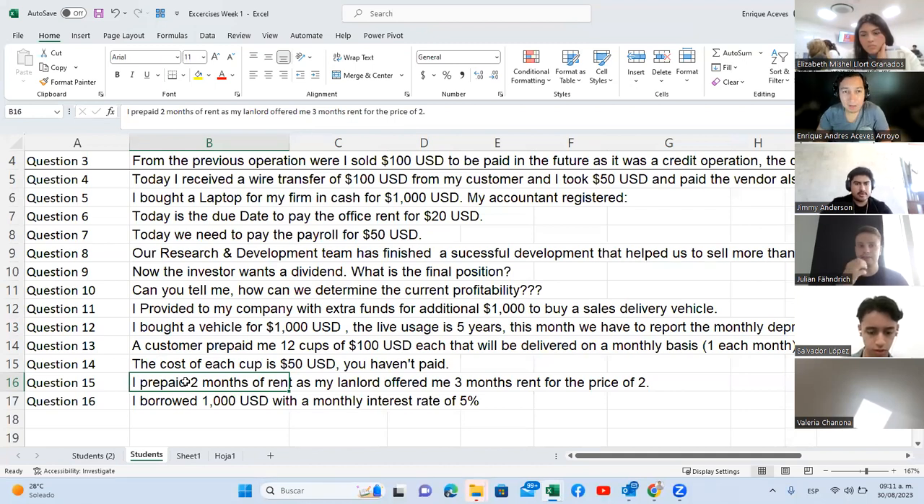Bank credit. And debit, I would say rent expense. How much? 40. What does the accrual accounting basis say, guys?